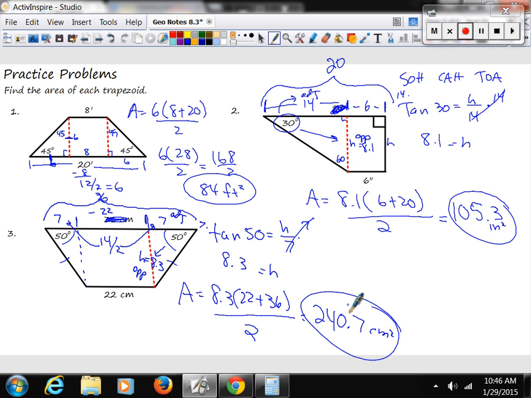Last 3, 4, 5, 6. Can I move it? Almost there. I'll read the next one and then I'll move it. The area of a trapezoid is 225, so they're giving us area. Altitude is 10, they're giving us the altitude. The longer base is 30, so they're giving us B2. Find the shorter base, so they're missing B1 this time.